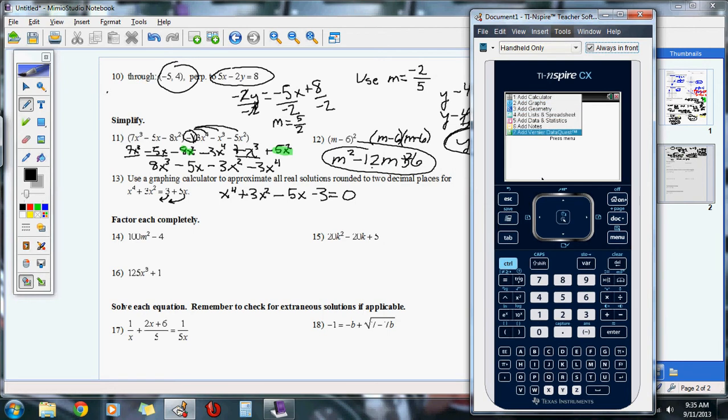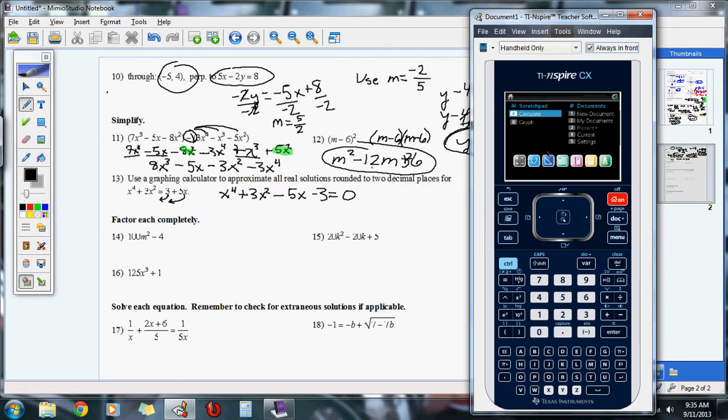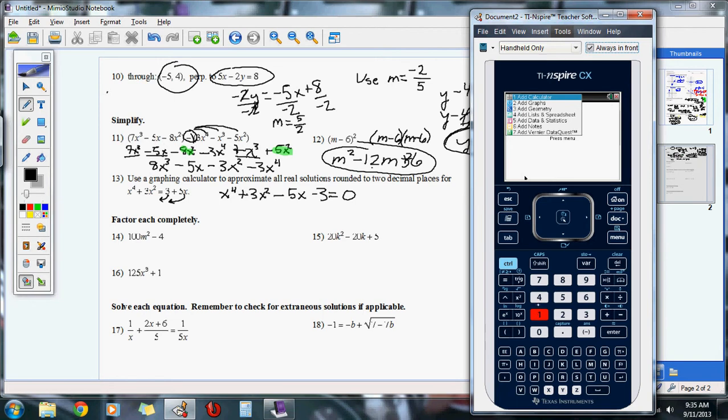From our home screen on the calculator is the best way to start over. So I'm going to go to a new document, and then from there I want to go to a graph page. Okay, now here's the deal. You could do this in many different ways. I'm going to show you how to do the graph one right now. So it's asking for all real solutions. That is only the x-intercepts, which is the same thing as 0. So if I want to put this in here, watch the key sequence: x to the 4th, and then make sure you hit this button here so you get over, plus 3x squared.